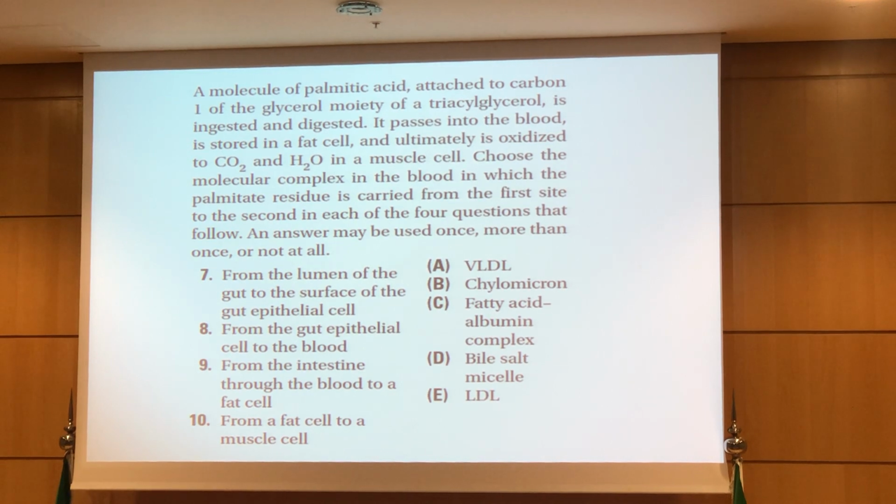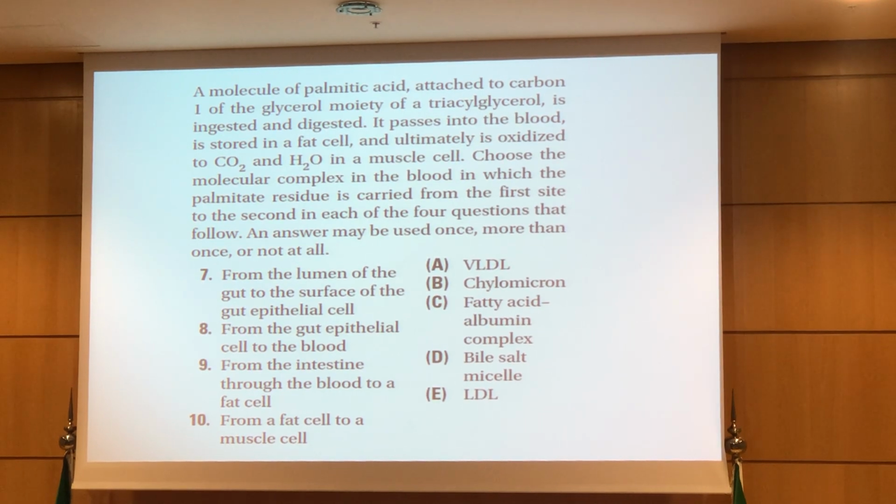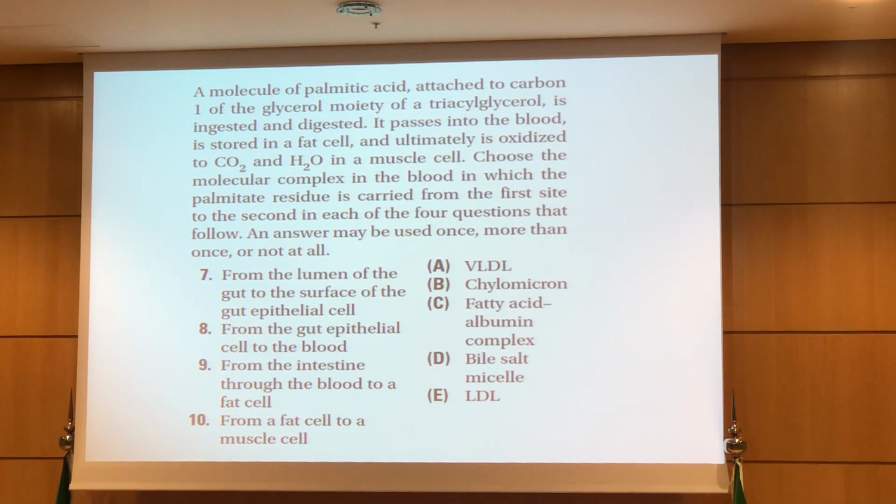So, first question, how does the palmitate travel from the lumen of the gut to the surface of the gut cell? Yes? D. From the intestine lumen to the cell. D. The micelle formation because of bile salts. Next one. From the gut epithelial cell to the blood. B. Okay, yes? Chylomicrons.